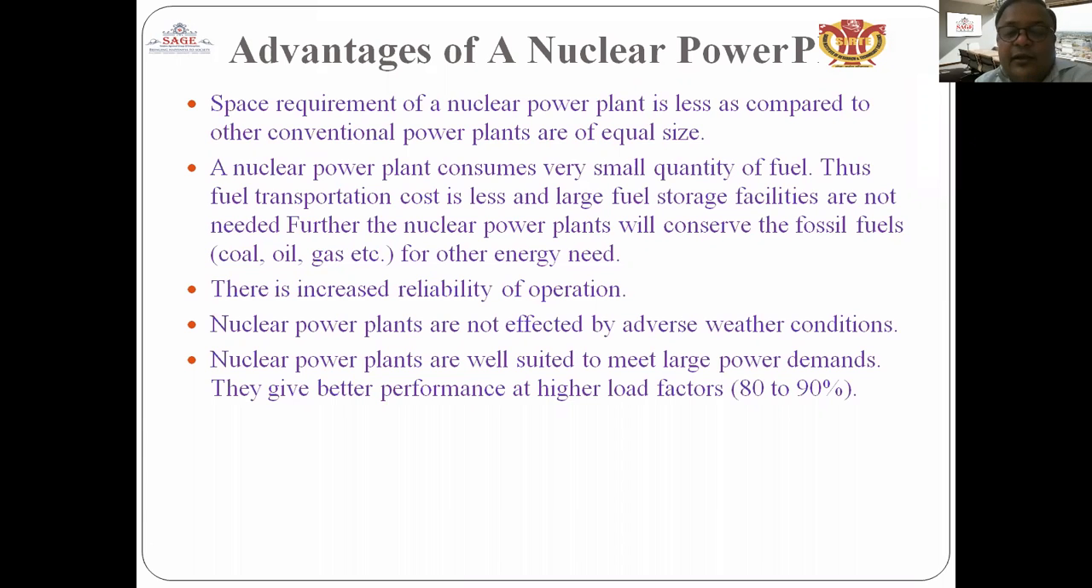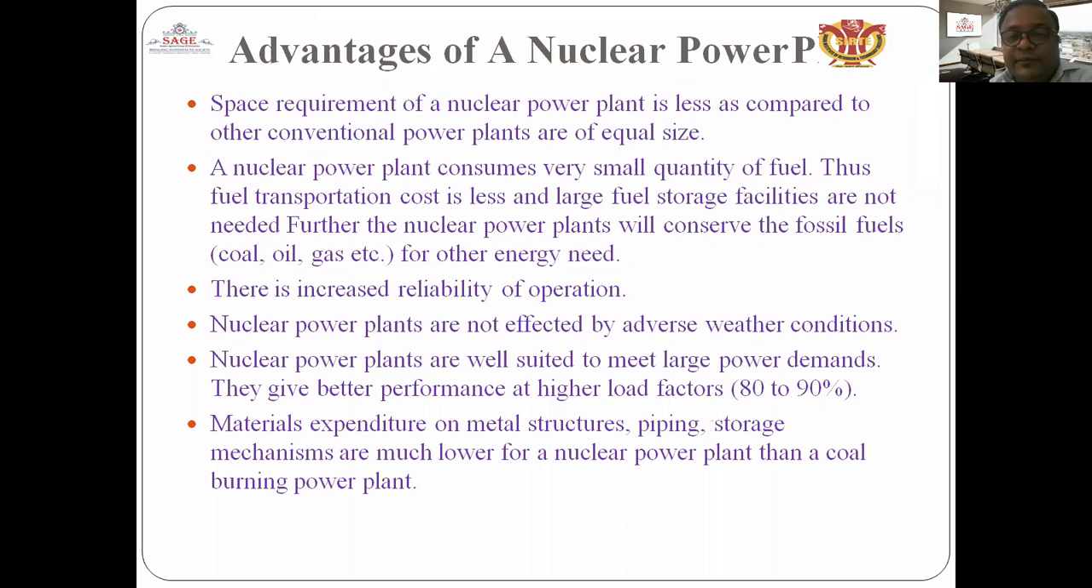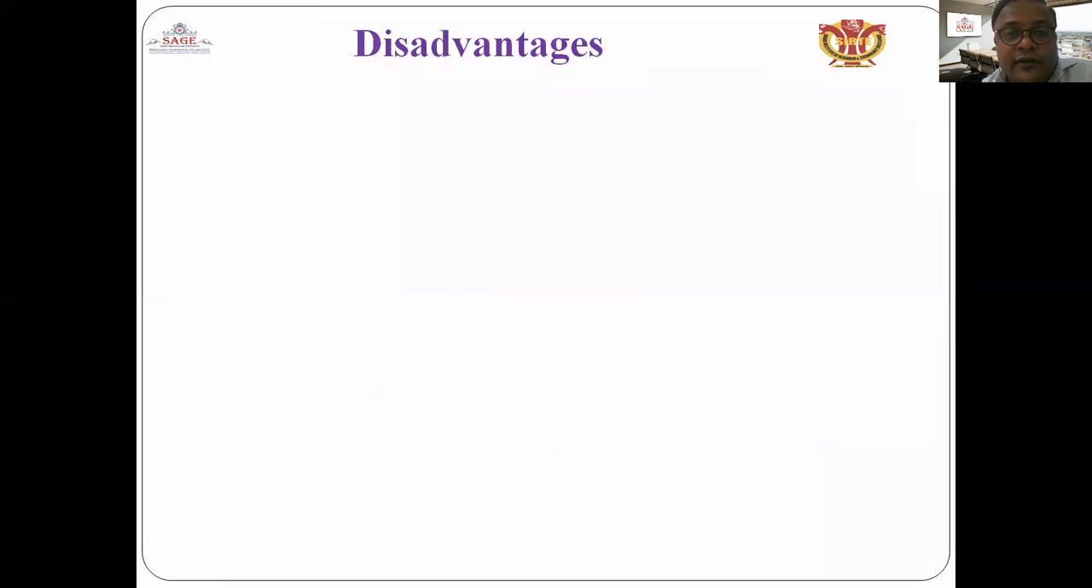Even under any kind of adverse condition, it makes no difference, and even at a high load factor it gives 80 to 90% efficiency, whereas the efficiency of a conventional power plant is around 40 to 45%. Material expenditure on the metal structure, piping, and storage mechanism is much lower for a nuclear power plant than for a coal burning power plant. This is another advantage of this type of nuclear power plant.